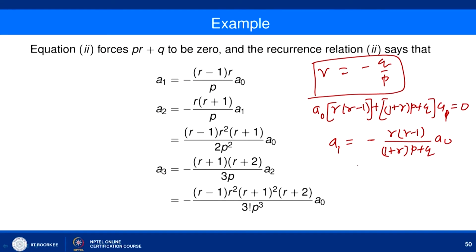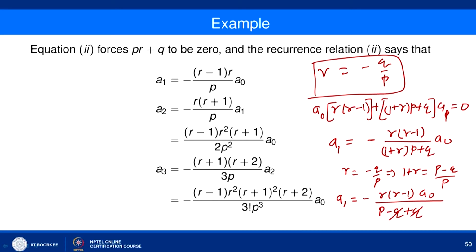So, using r equal to minus q by p, then 1 plus r is going to be p minus q upon p. So, using this we can write a1 as minus r into r minus 1 a naught divided by 1, so it is p minus q plus q. So, we can cancel out. So, we can write a1 as minus r minus 1 r divided by p into a naught. So, a1 is calculated, and similarly you can calculate your a2 and so on.